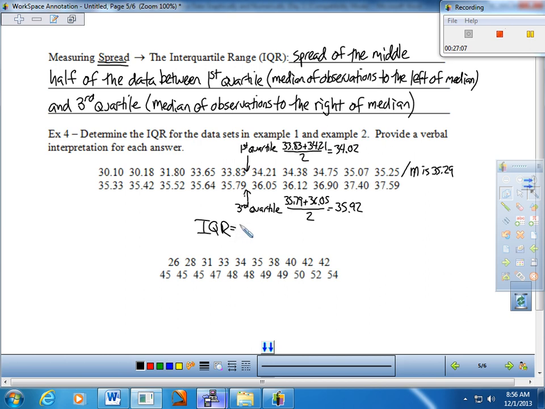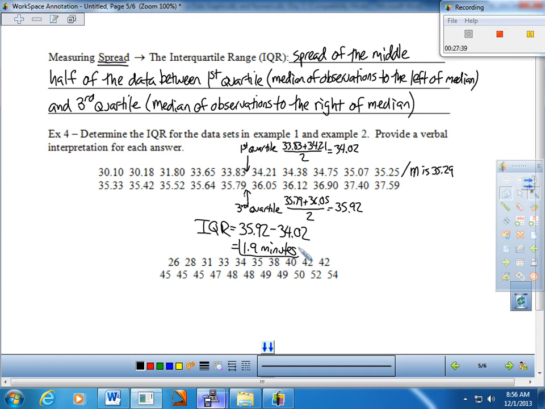Let me just make sure I've got my numbers. 35.92 for the third quartile, everybody. 34.02 for the first quartile. And so it's the spread of what we would say is the middle half of the data. We're going to see this in a more visual light on the next notes worksheet. For right now, just strictly numerical. But I'm getting an IQR here of 1.9 minutes.